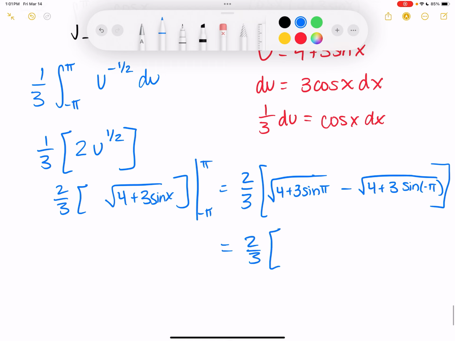So what is the sine of pi? Negative 1. Wait, sine. Oh, 0. So that's 0. What's the sine of negative pi? 0. So these are both 4 plus 0 under the radical, so that's just the square root of 4, which is 2. 2 minus 2 is 0.